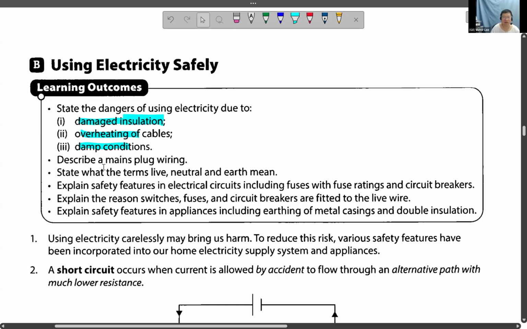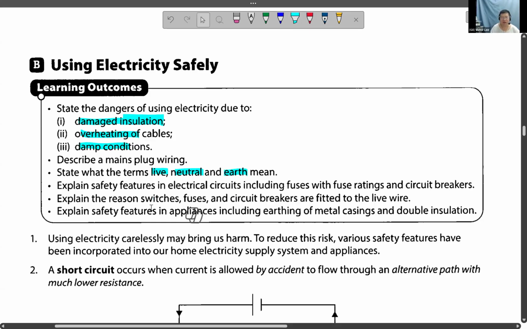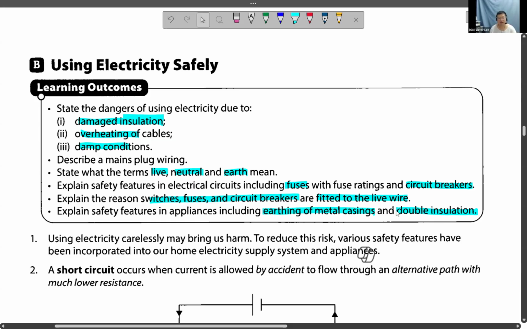All right. You also need to know how the main plug wiring works, how the home circuit works. You need to know the three different wires: live, neutral, earth. Then you need to know the safety features, which include the fuse and circuit breaker, and how they work. Explain why these are fitted onto the live wire. Why are all the safety devices fitted only to the live wire? You must understand why. You also need to know two more safety features: earthing of the electric metal casing and double insulation. These are the safety features you need in appliances.